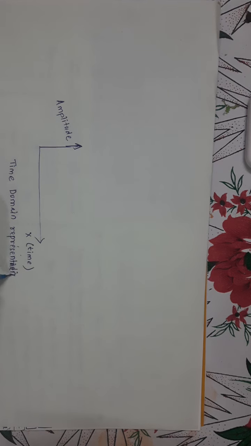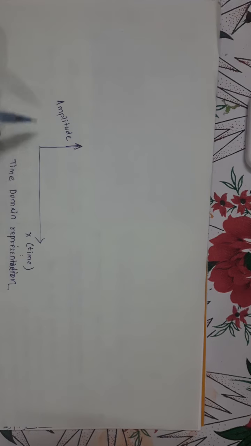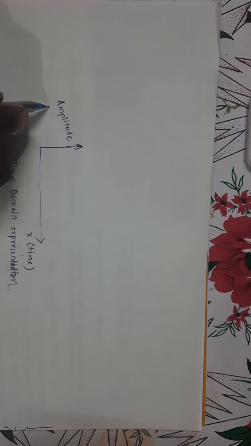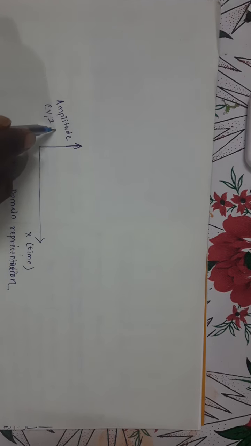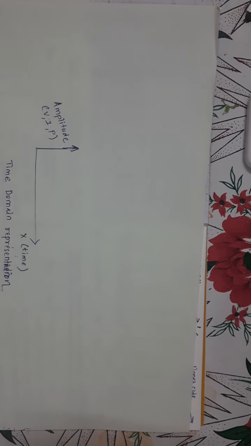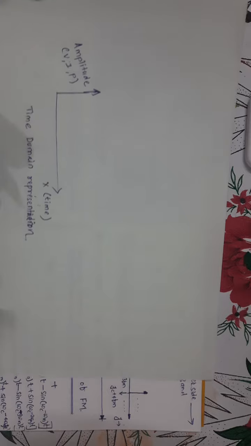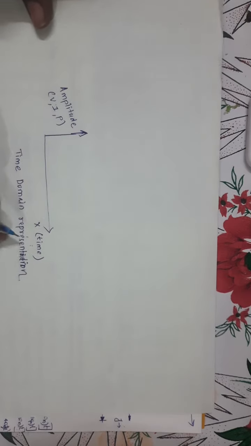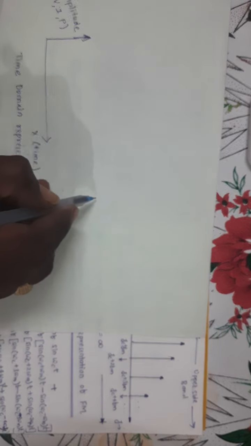So in time domain representation, on the x-axis there is time, on the y-axis there is amplitude. Your amplitude may be a voltage or a current or a power, anything, right? So now let us have a look at frequency domain representation.